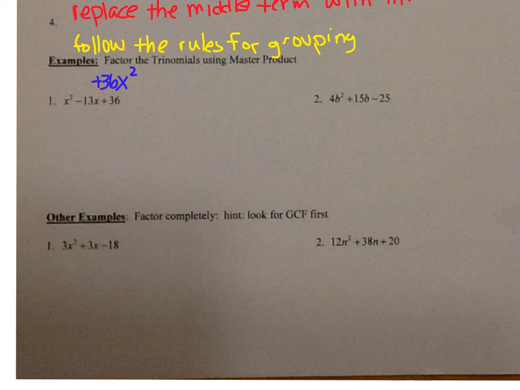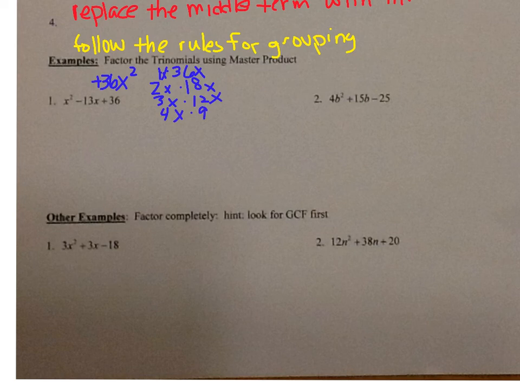So let's write down the factors of 36. So we have 1 times 36. Well, it's actually 1x and 36x. Well, that doesn't add to 13. 2x times 18x. But that does not add to 13. That actually adds to 20. 3x and 12x. But that adds to 15x.